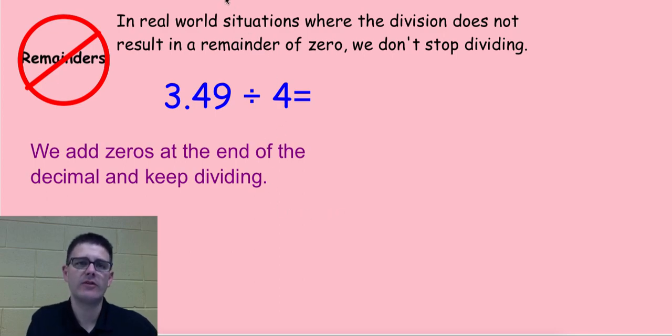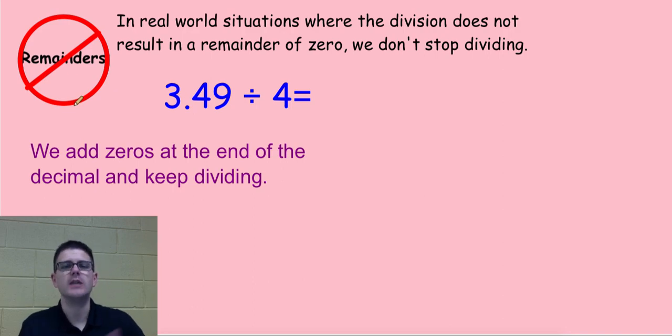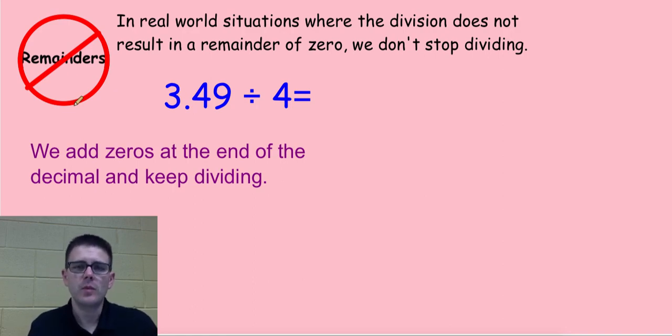Now, not every problem is going to work out quite that nicely. So here's the next part we want jotted down in our notes. Remainders are dead. We're no longer going to do a remainder. Remainders are kind of a simplified answer. We want to be as precise as we possibly can, so we're not going to stop when we have something left over. We're actually going to keep dividing.